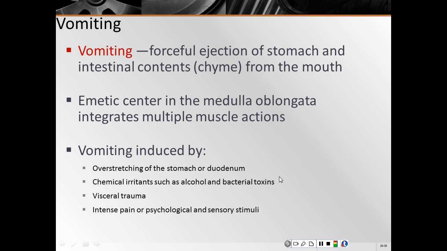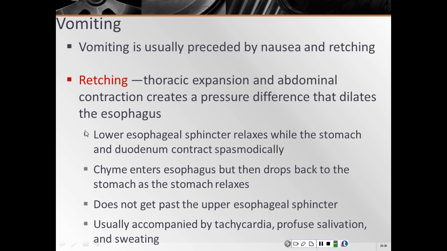Alright, so what causes vomiting? Overstretching of the stomach and the duodenum. We have chemical irritation such as alcohol and bacterial toxins, visceral trauma, or intense pain and psychological and sensory stimuli. Now projectile vomiting is sudden vomiting with no prior nausea or retching.